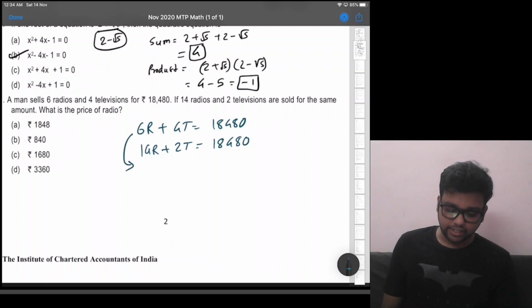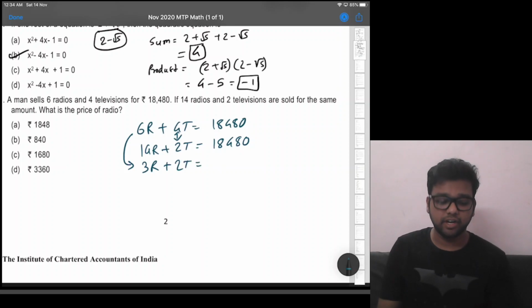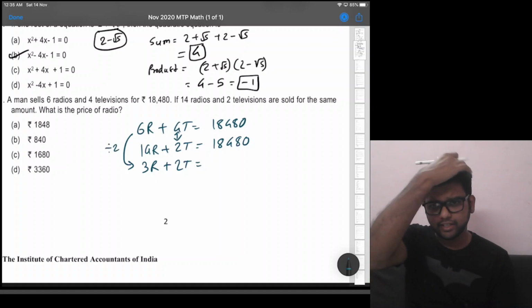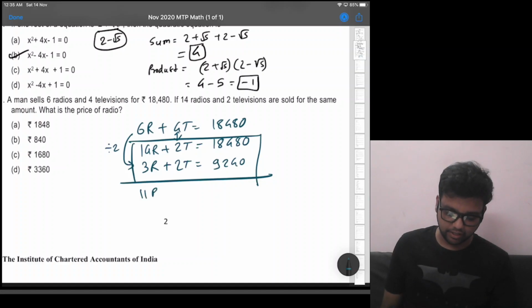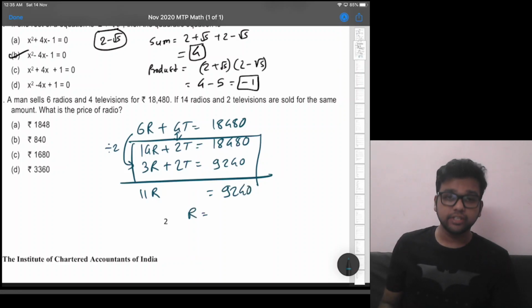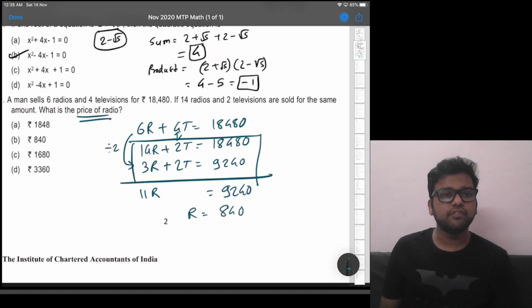Fine. Let's divide this by 2 so that this will match. So 3R plus 2T is equal to 18,480 divided by 2, 9240. I'm dividing this by 2; you can do anything, the answer will be the same. Let's subtract these two then. 14 minus 3 is 11R. 2T, 2T cancelled. This will be 9240. That means the radio is 9240 divided by 11, 840. So the price of the radio is what? 840. Option B. Okay. Next.